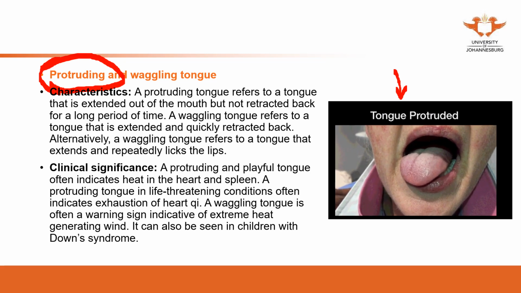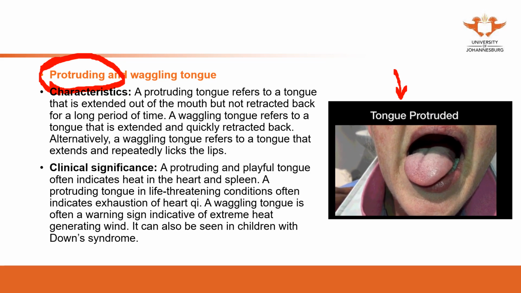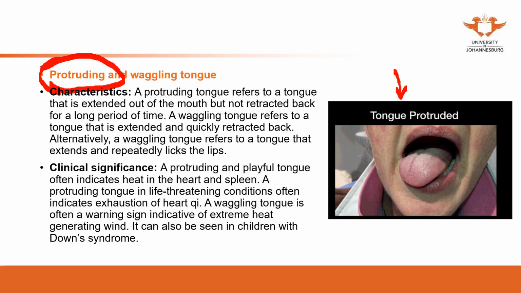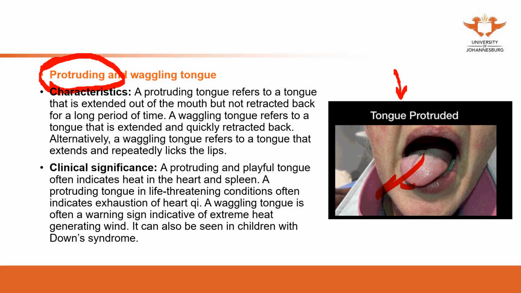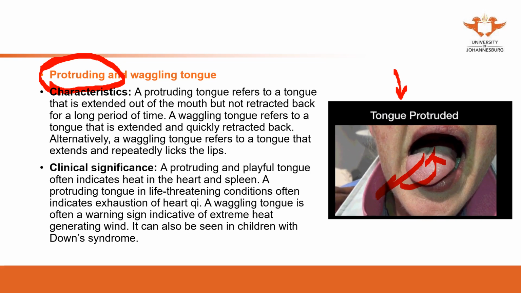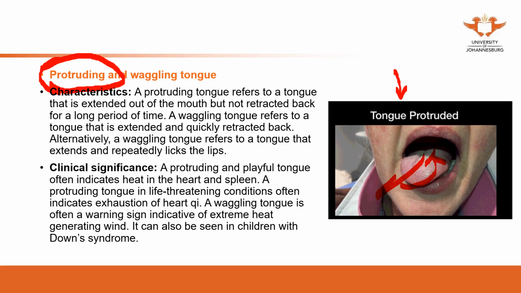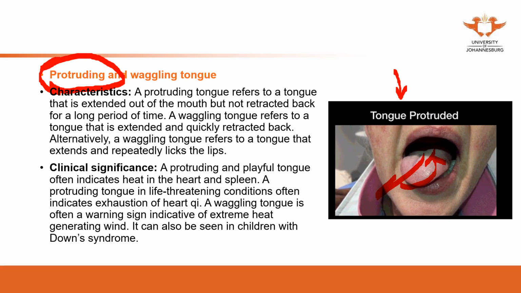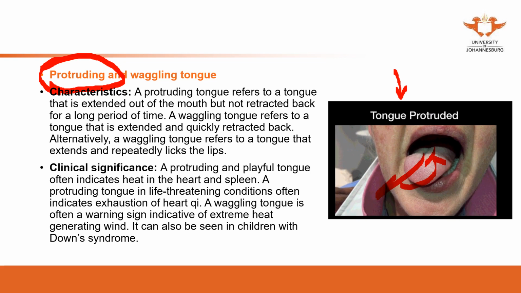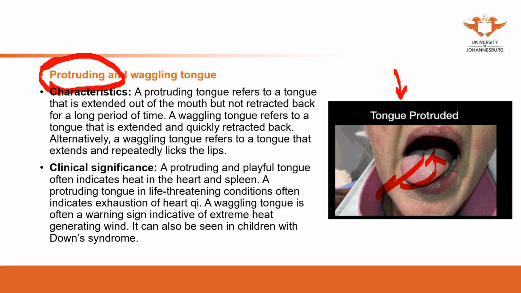A waggling tongue refers to a tongue that is extended and quickly retracted back. We don't have an image of this kind of tongue. With this kind of tongue, the patient can extend the tongue but retracts it very quickly back into the mouth. This is most of the time in a severe condition, especially when the pathogens affect the heart and spleen.